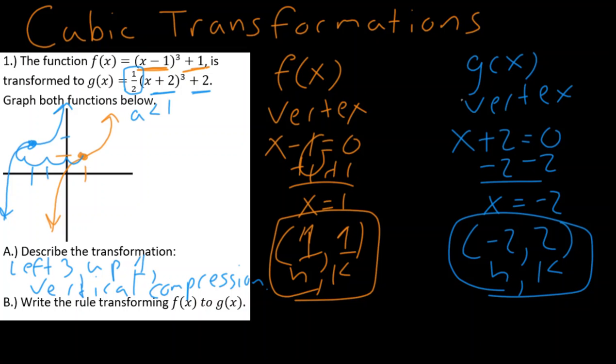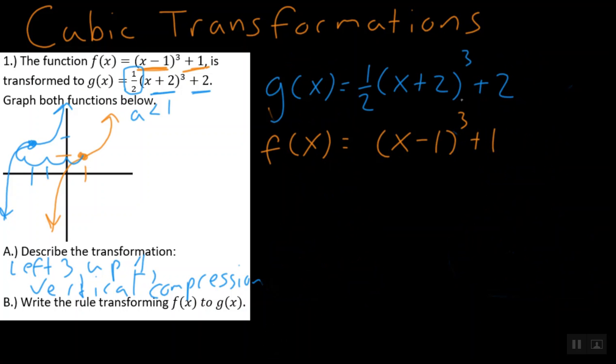And so I'd encourage you to pause the video, finish taking your notes, and then let's clean this up just a little bit. Okay, in order to answer part B, it says write the rule transforming f of x to g of x. Remember, we always write our second function on top, and we write our first function on bottom. And what we can do is always start by looking at the a term. Remember, when you don't see an a term, it's assumed to be 1.